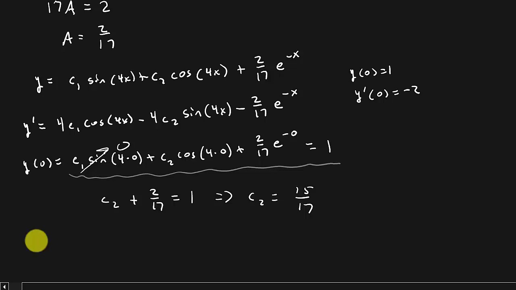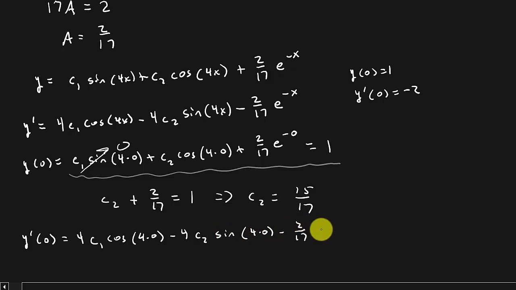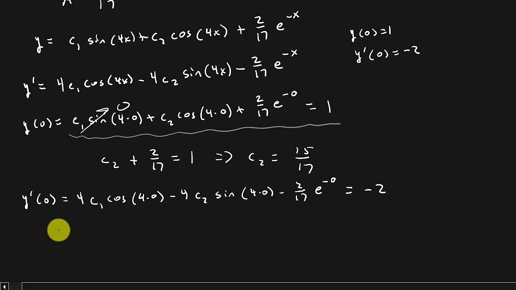Now we have y prime of 0, so we're going to plug 0 in for x right here. So that's going to equal 4C1 cosine of 4 times 0 minus 4C2 sine of 4 times 0 minus 2 over 17 e to the negative 0, and that should equal negative 2. See this negative 2 here. And so this is going to be 4C1, because cosine of 0 is 1, so that leaves 4C1. This term's going to 0, and then minus 2 over 17 equals negative 2.